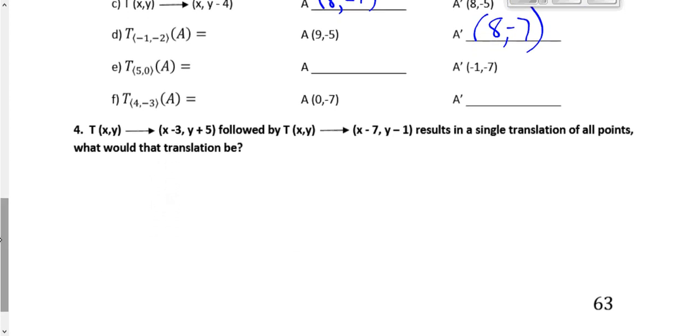We'll take a look. Read over number 4. Looks like we're going to do 2 translations. See what they're asking there? So they want to do 2 translations, but they want to write it as just 1 translation. What do you think? X minus 7, y plus 4. He says x minus 7, y plus 4. What do you guys think?